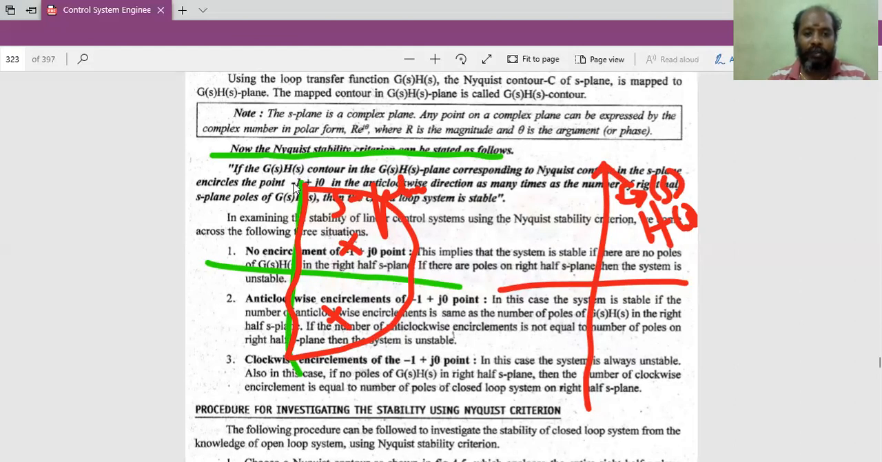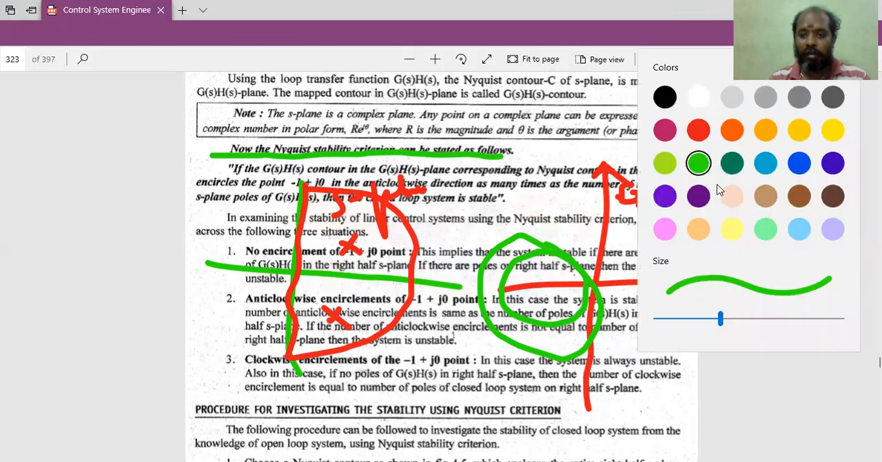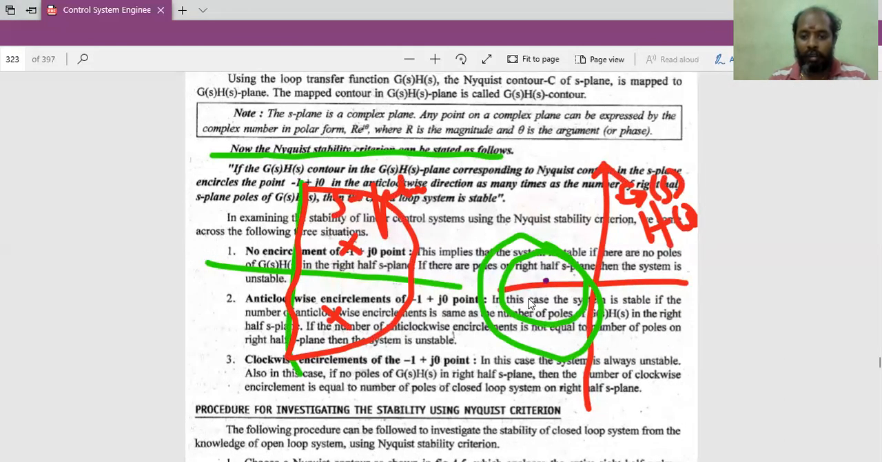So what is the definition of this? Nyquist says, since you are enclosing two poles in the right half side, you should have two encirclements, two encirclements around the point -1 + j0, in the anti-clockwise direction. Because of poles, the direction of encirclement should be anti-clockwise.